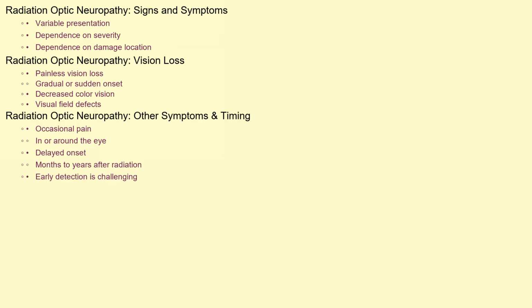The signs and symptoms of radiation optic neuropathy can vary depending on the severity of the condition and the location of the damage. The most common symptom is painless vision loss, which can be gradual or sudden in onset. Other symptoms may include decreased color vision, visual field defects such as blind spots or peripheral vision loss, and occasionally, pain in or around the eye. Symptoms typically appear months or even years after radiation therapy, making early detection a challenge.